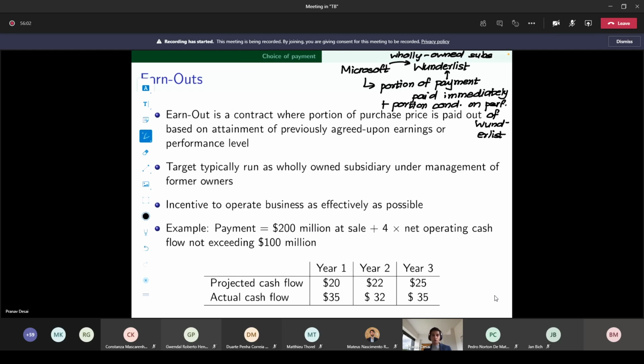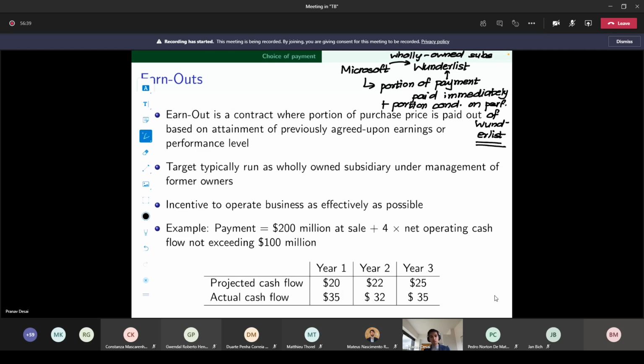And the incentive of Wunderlist management in this case, because there's this performance condition, is to first of all be honest ex ante about the state of the performance of the company, because many private companies are not really held to any reporting standards. And in addition, to continue operating the business as well as possible once the takeover has gone through, which also reduces for Microsoft any integration issues which might result by changing the management suddenly.